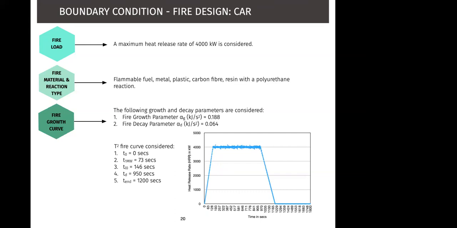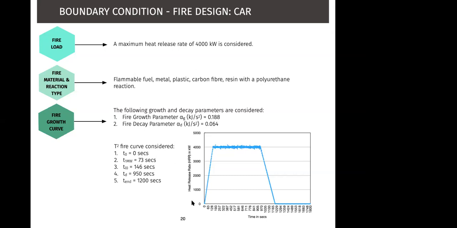Likewise, you can find the fire design for a car. For a car with a full tank of fuel, we consider a maximum heat release rate of 4,000 kilowatt, that's 4 megawatt. The fire material and reaction considered is flammable fuel, metal, plastic, carbon fiber, resin with a polyurethane reaction. The growth parameter is taken as 0.188 and the decay parameter is 0.064.